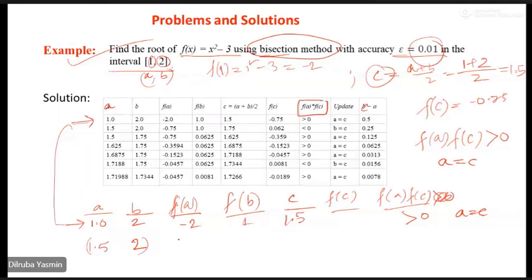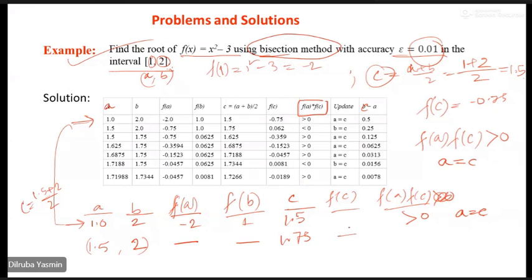So next you have to find f of a, you have to find f of b, you have to find the midpoint. So what is the midpoint for the 1.5 comma 2 open interval? So the midpoint is 1.5 plus 2 divided by 2, isn't it? So the midpoint right now is 1.75, isn't it? So you will get the f of c value easily.